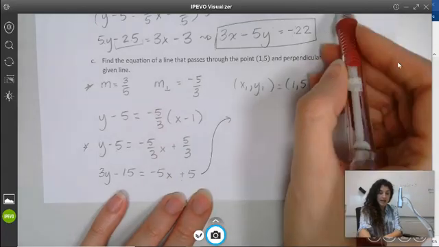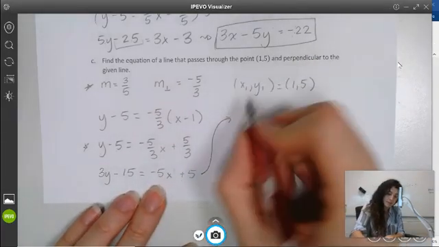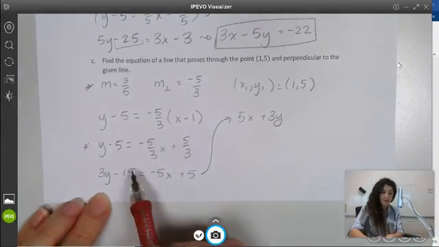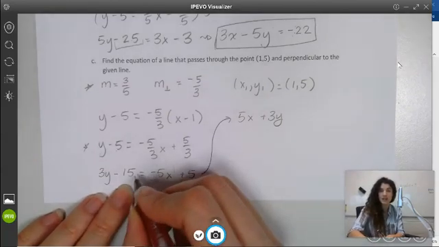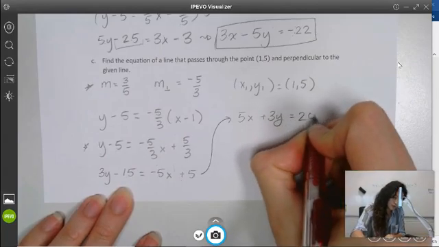Now I want to put it into a form where a is positive, so I'm going to add 5x to both sides to make it positive. So it becomes 5x plus 3y, and then I want to move this 15 over here, so I add 15 to both sides because it's a negative 15, which means that I get equals 20.